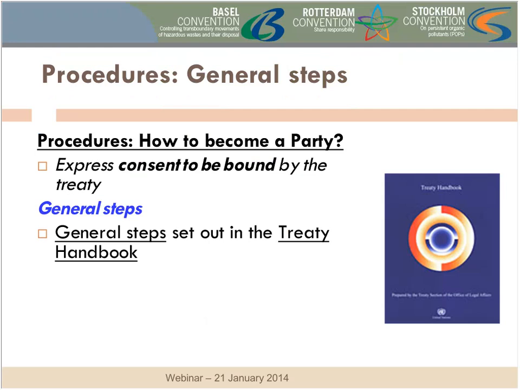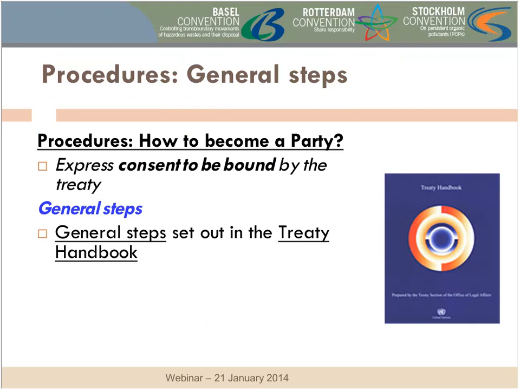So what would be the procedures for becoming a party, and how would those apply to amendments as well? The essence is that the state concerned must express consent to be bound by the treaty. And you'll see here just a brief screenshot of the treaty handbook, which has been prepared by the treaty section of the Office of Legal Affairs for the United Nations, and is actually a very useful resource that you may wish to access from the United Nations Office of Legal Affairs website page.